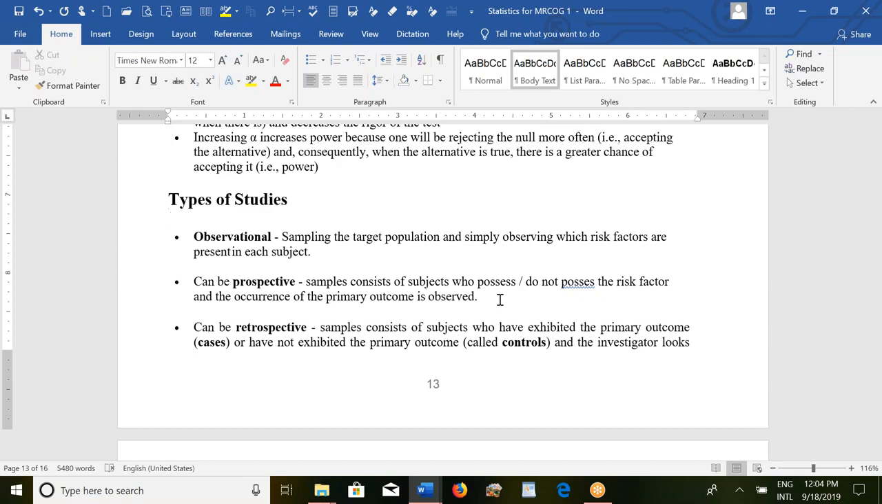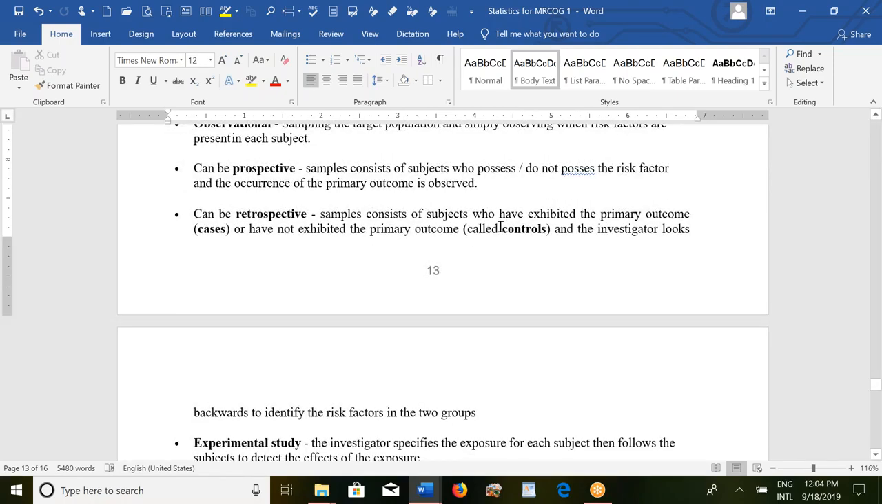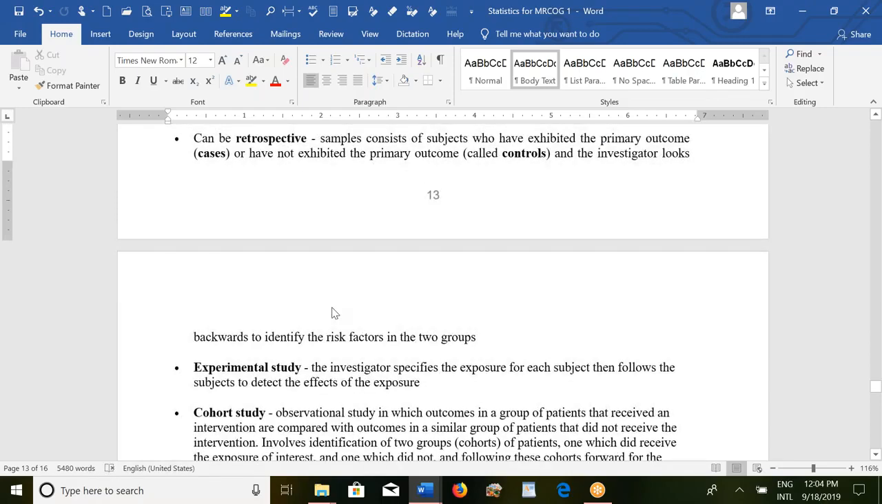Then they can be retrospective. You are going backwards. Samples consist of subjects who have exhibited the primary outcome, the cases, and those who have not exhibited the primary outcome, which are called the controls. The investigator looks backwards to identify the risk factors in the two groups. Like you have patients who have developed the disease, so you will go back and see why they developed this disease, because maybe they were exposed to some risk factors or maybe they were not. So that is the point.